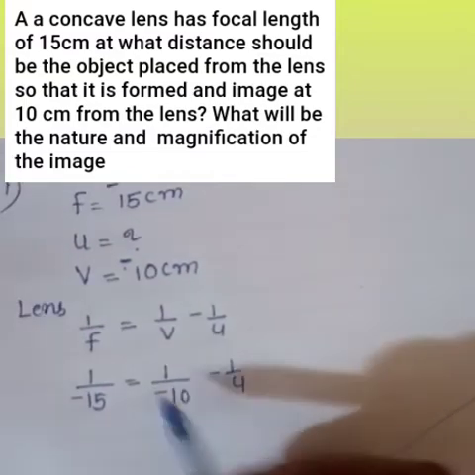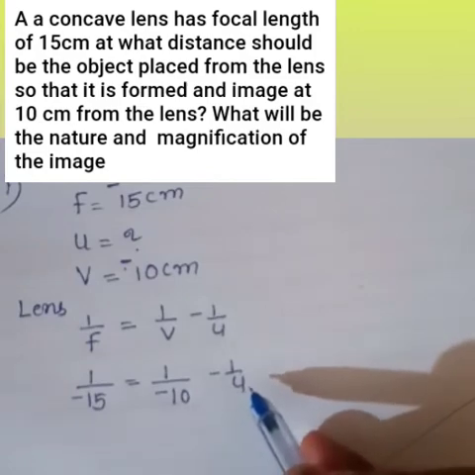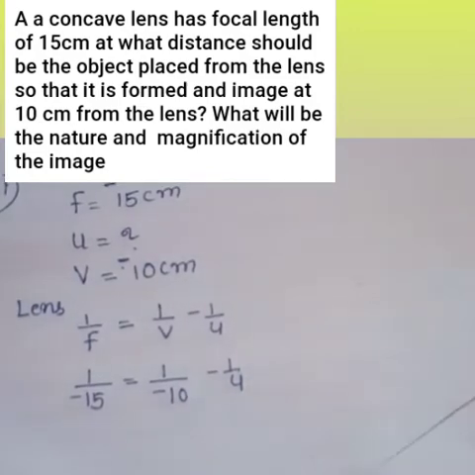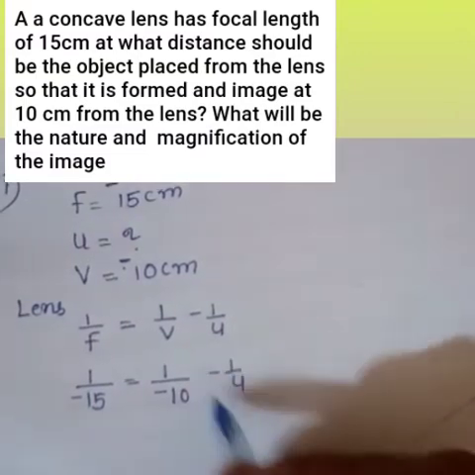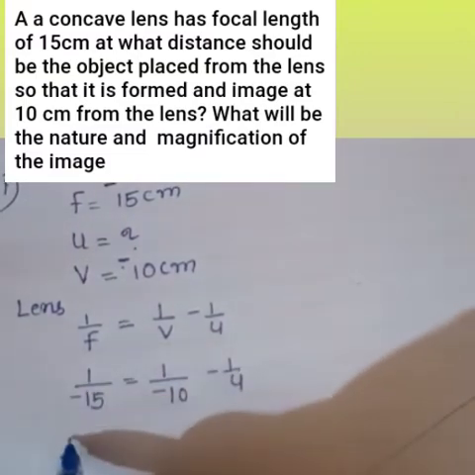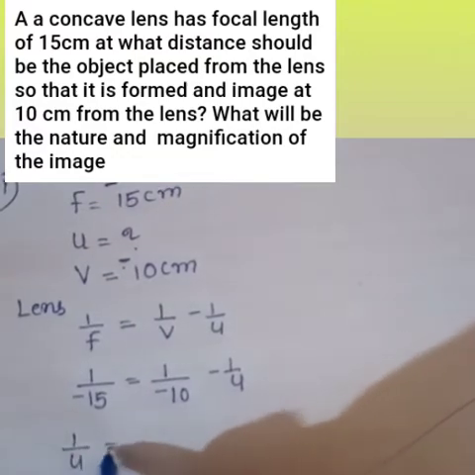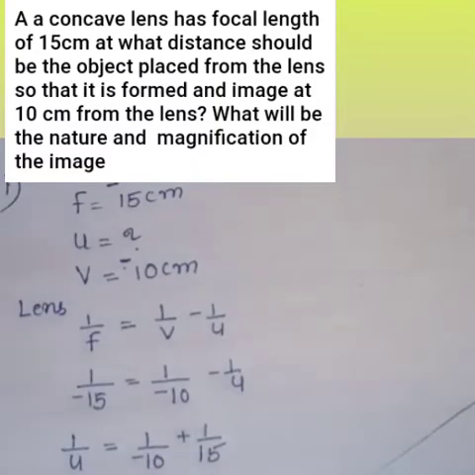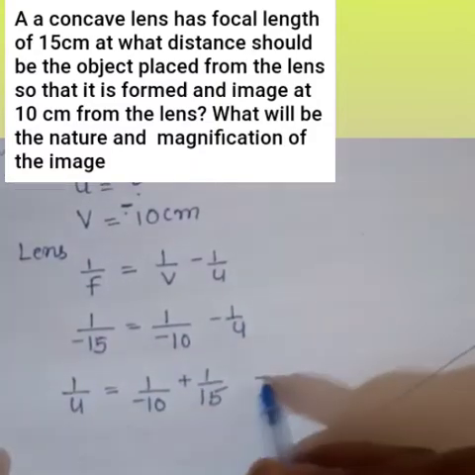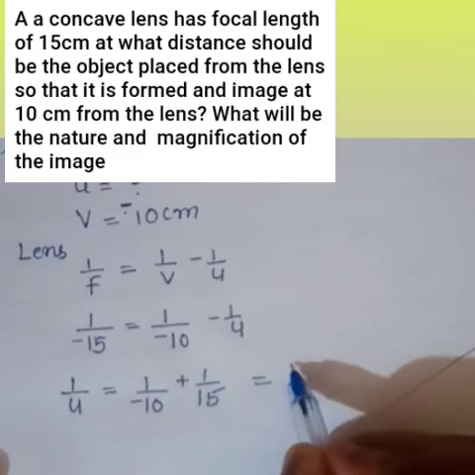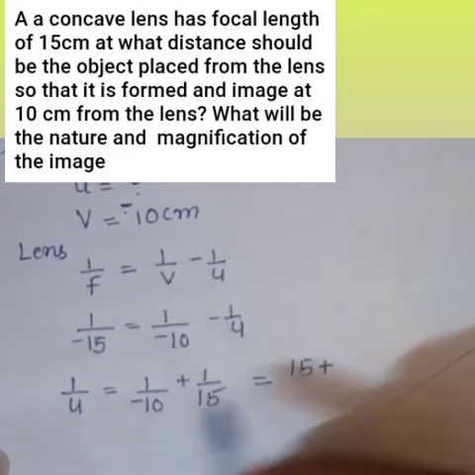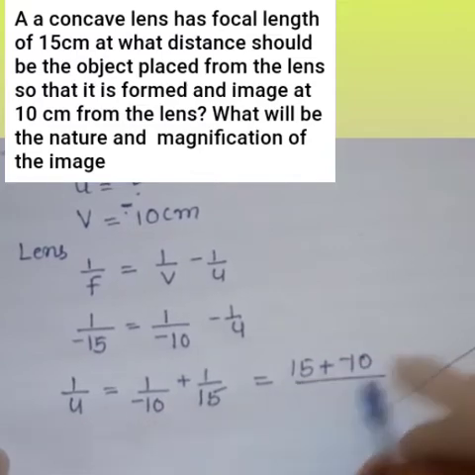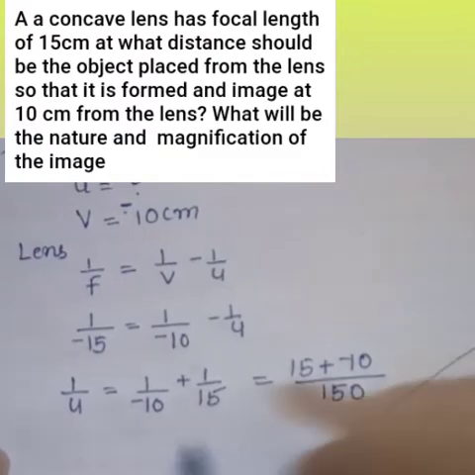You have to use the mathematical steps here, then solve to find out u. So I am taking minus 1 by 15 to the LHS side, so it becomes positive. So 1 by u is equal to 1 by minus 10, then minus 1 by 15 is plus 1 by 15. Is it correct? Then you have to cross multiply it. So 1 into 15, 15, plus 1 into minus 10, it is minus 10, divided by minus 10 into 15, which is 150.